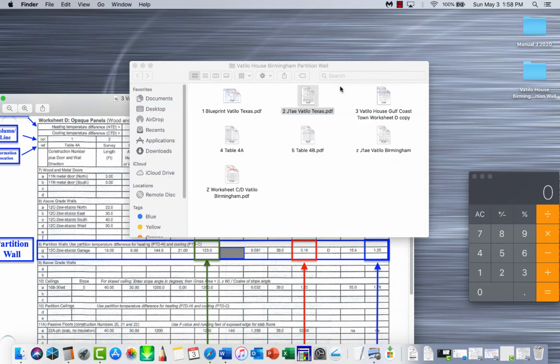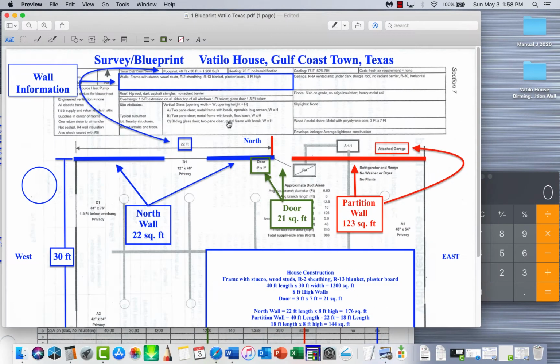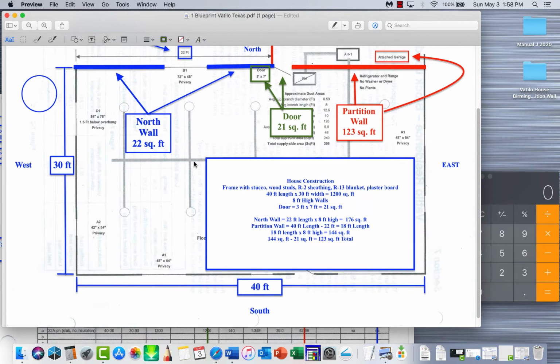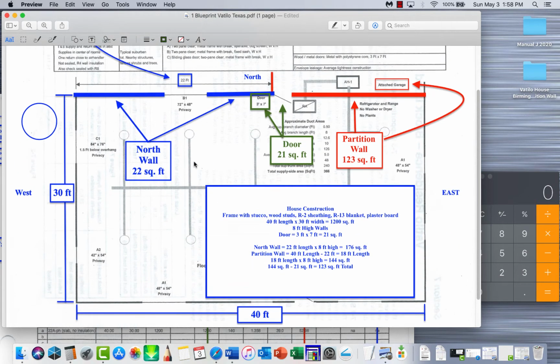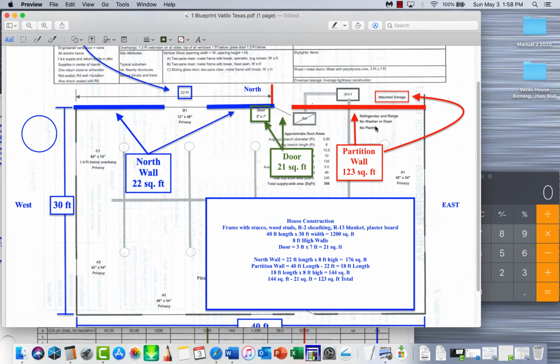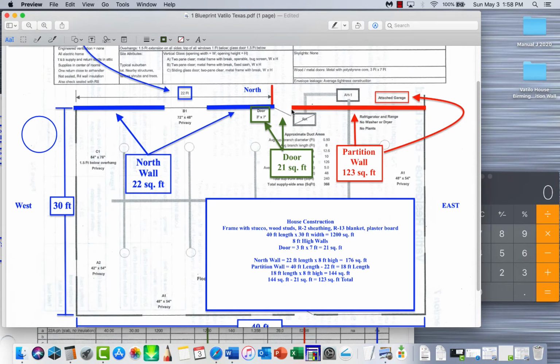We'll go ahead and look at the blueprint. Okay. Now, this is the Vatilo House. This is the blueprint/survey for it. This is the north wall highlighted in blue, and this is that partition wall. And as you can see, it has an attached garage. So this area here would be a car garage, like I said, opens up into probably a kitchen or mudroom or something of that nature coming into the house.